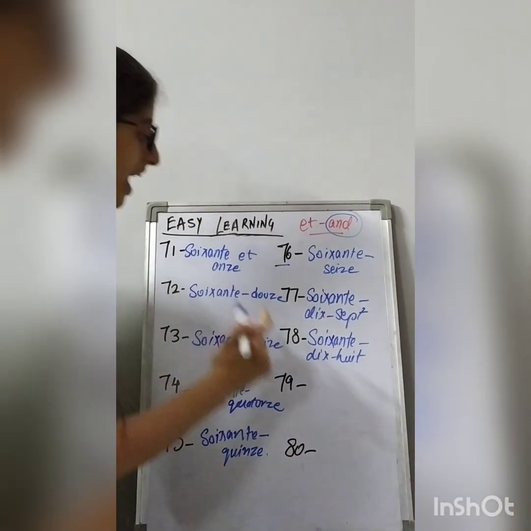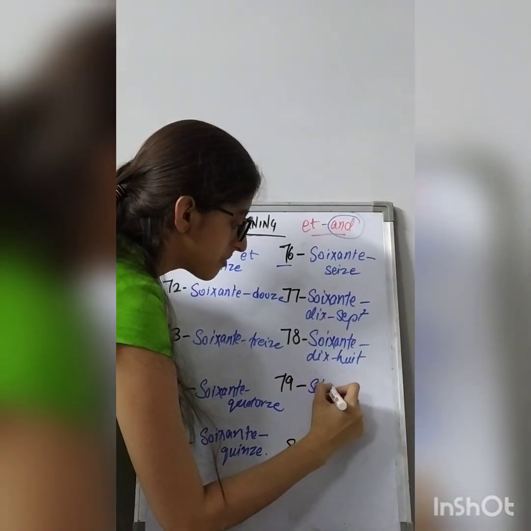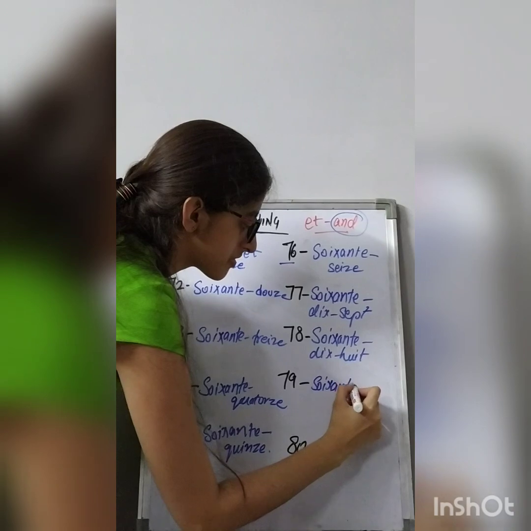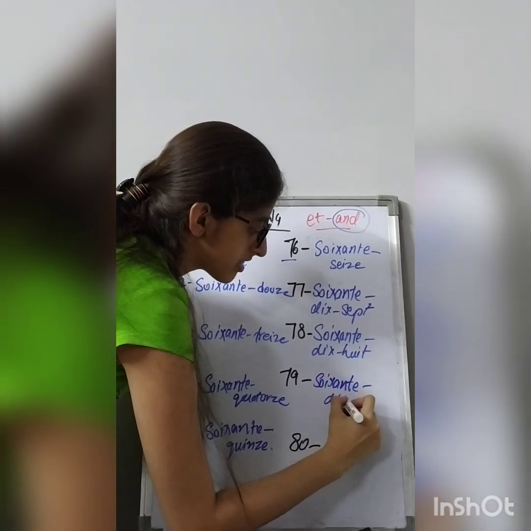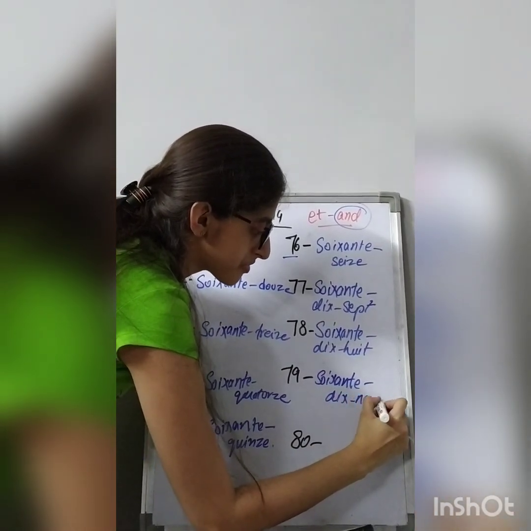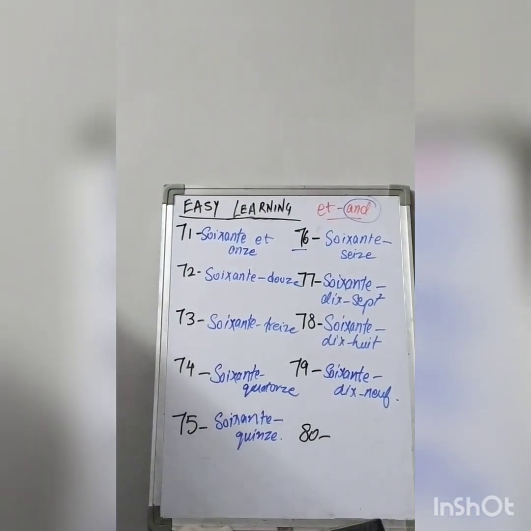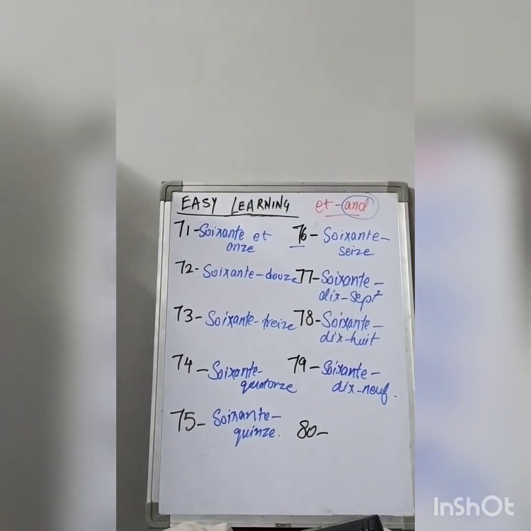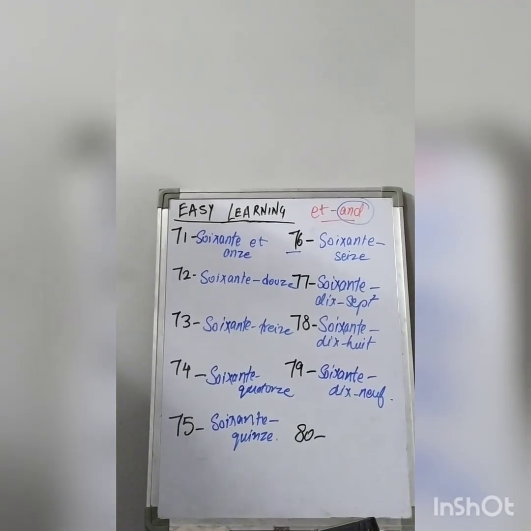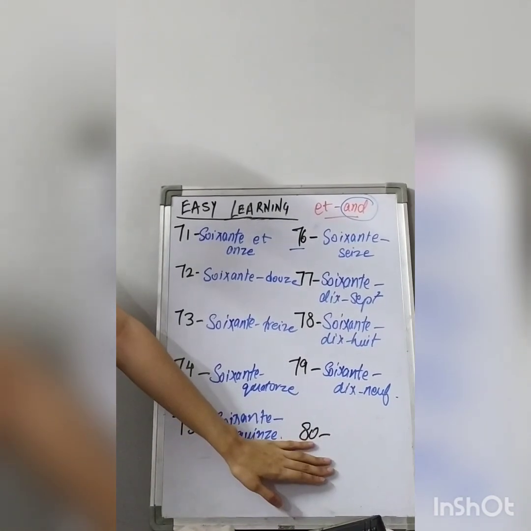Then we have soixante-dix-neuf, 19. 60 plus 19 is soixante-dix-neuf. Then we have 80.